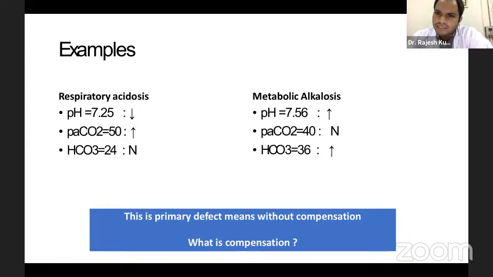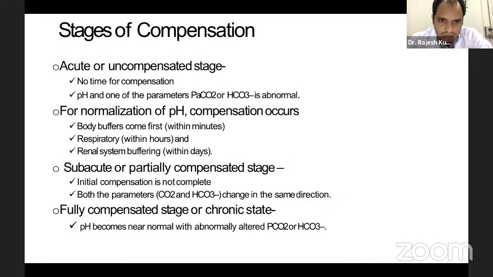Second, metabolic alkalosis. pH is 7.5, alkalosis. PCO2 is normal. Bicarb is rising. So it is just a simple metabolic alkalosis. Now, this is uncompensated. Now we'll go to the compensation. It can be uncompensated, with no time for compensation, just in the initial phase, where pH and one parameter are abnormal.